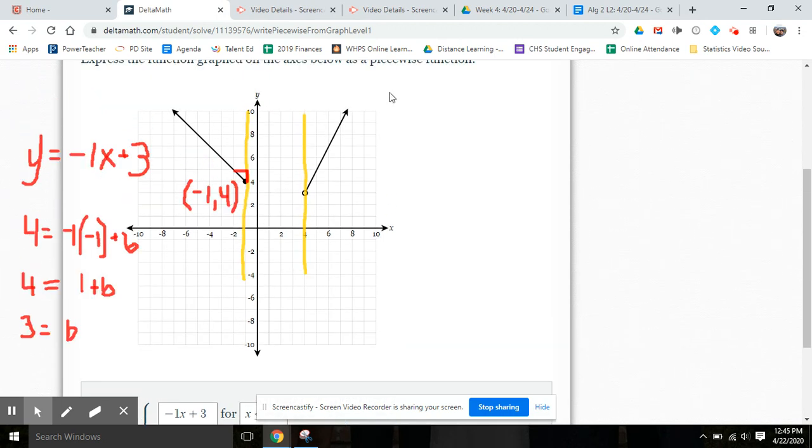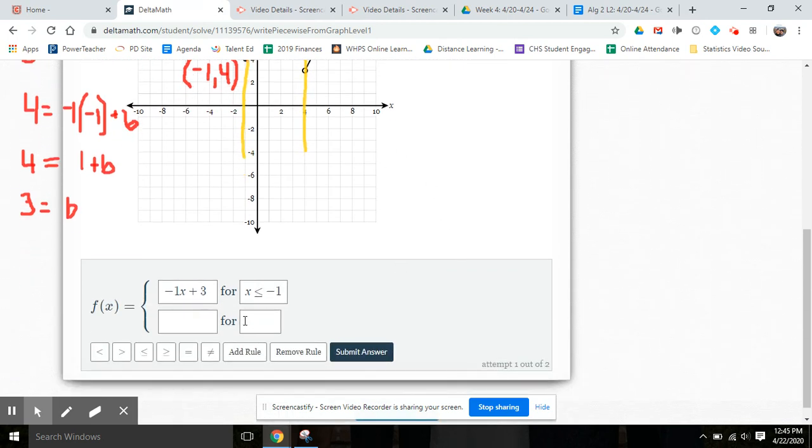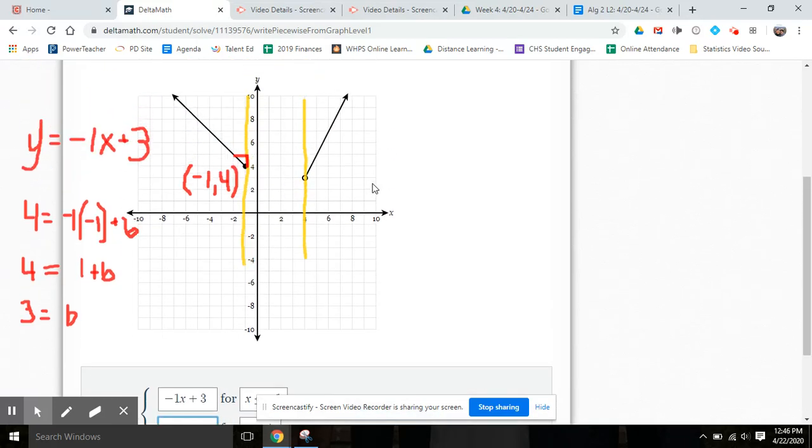Now I need to find out the second part. One thing I know here is that x is going to be greater than 4 there. So I can already write that in just to know that I've got it. So greater than 4. Now all I need to do is find the equation of that line. Again, I find a point. That point there is (4, 3). And then I see my slope is going to be a +2, up 2, right 1.